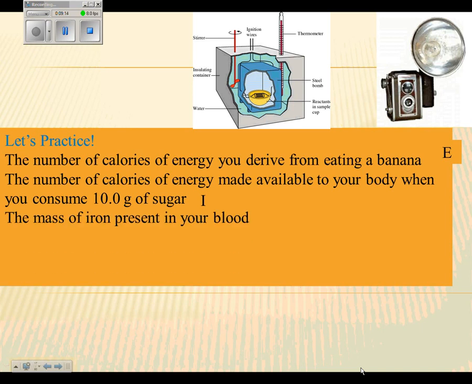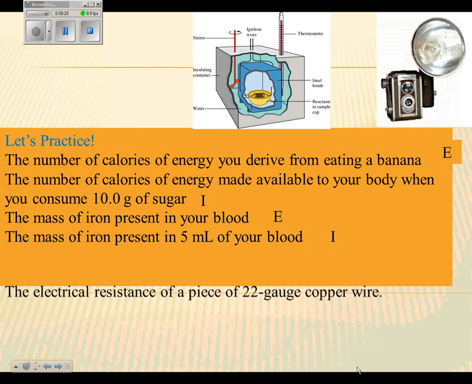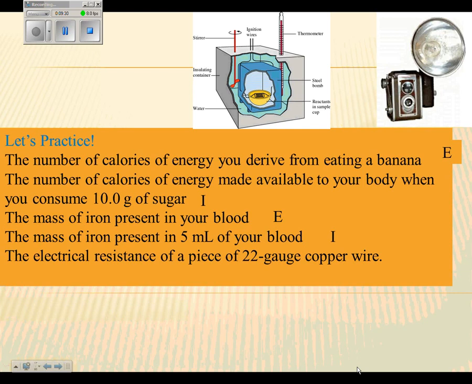Here we have the amount of iron present in your blood. That's going to be extensive. If it were the amount of iron present in 2 liters of blood, that would be different. Here you go: the mass of iron present in 5 milliliters of blood. Okay, that's going to be intensive. The electrical resistance of a piece of 22 gauge copper wire. Be careful, you don't know how long this piece of wire is or how much mass it is, and so that's actually going to be extensive.